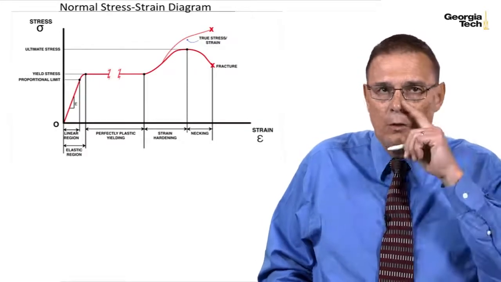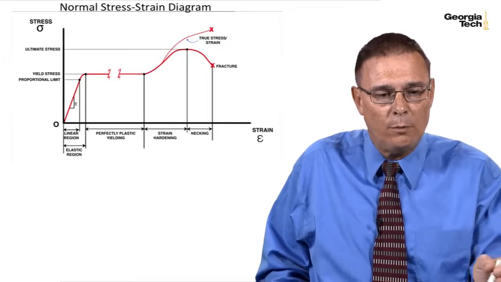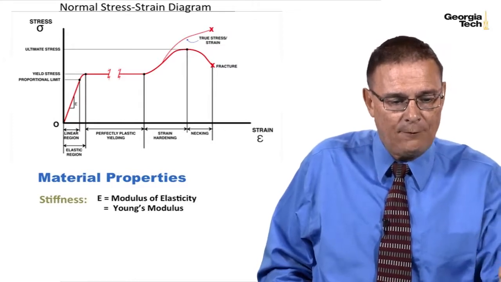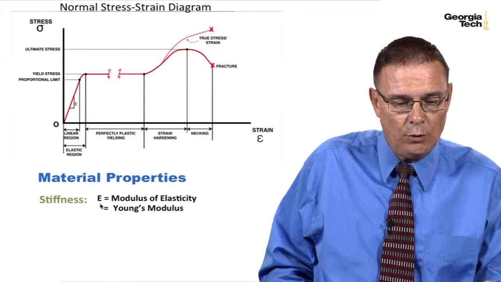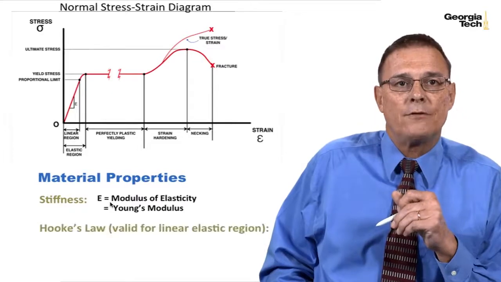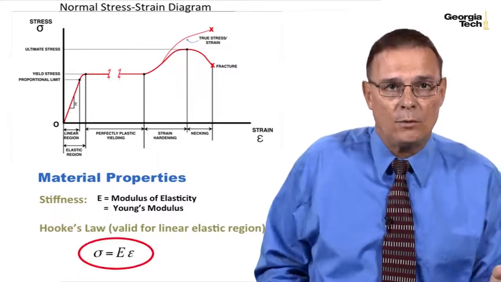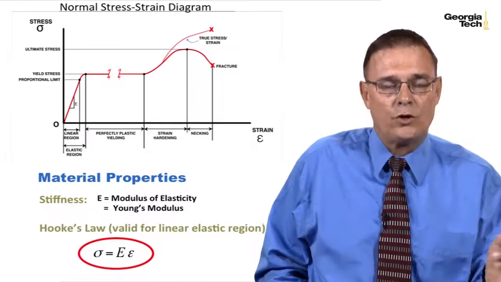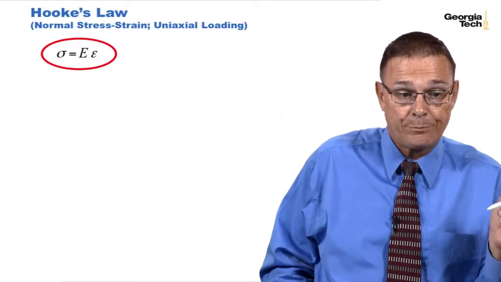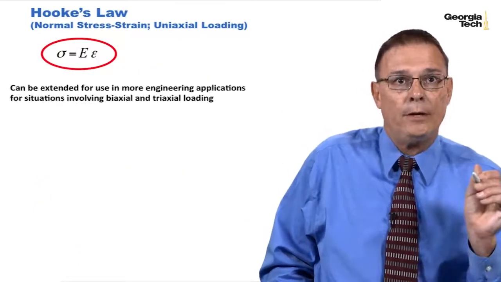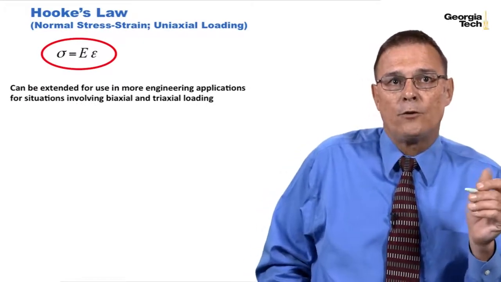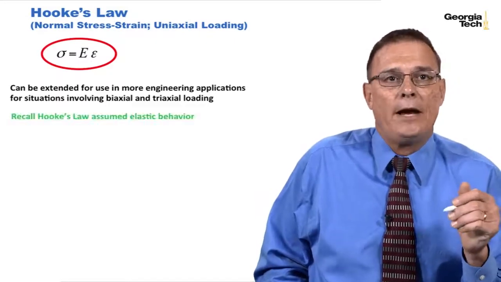So recall back to earlier, near the beginning of the course, when we came up with the stress-strain diagram. And for material properties, we said that the stiffness in this linear region was equal to the slope, which was equal to Young's modulus, or the modulus of elasticity. And in that linear elastic region, we had Hooke's law. And this was for a tension test, where the stress was equal to Young's modulus times the strain, epsilon. And so this was for uniaxial loading, but we can extend this for use in more general engineering applications for situations involving biaxial or triaxial loading.